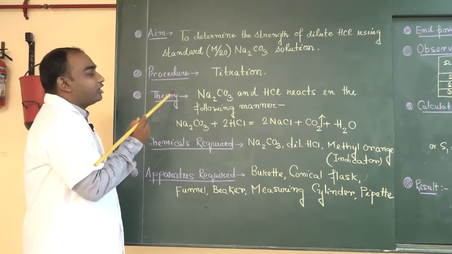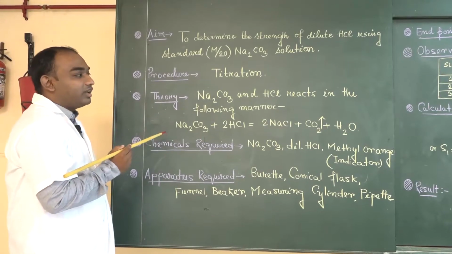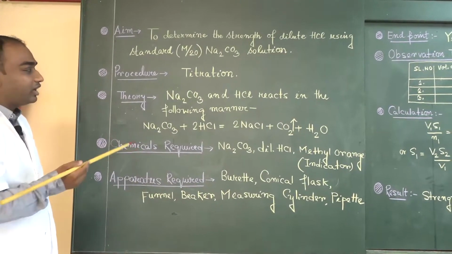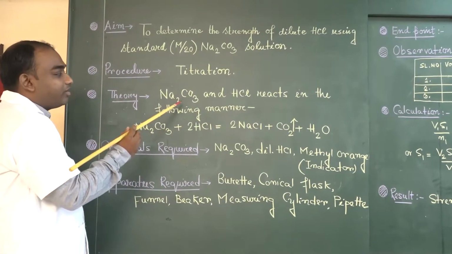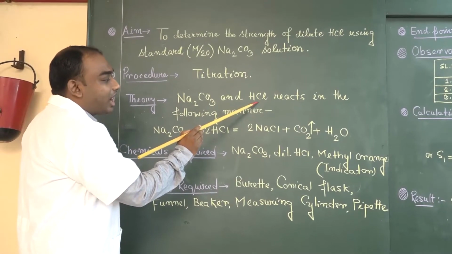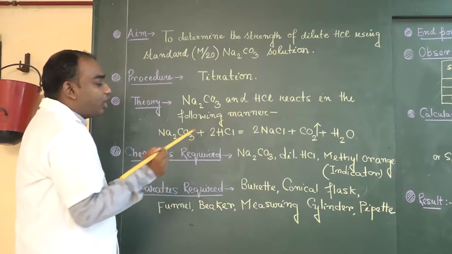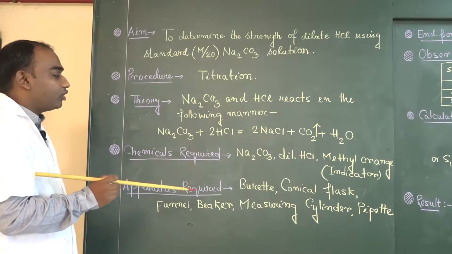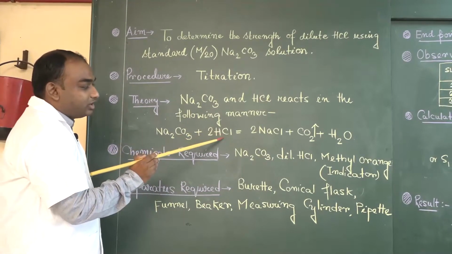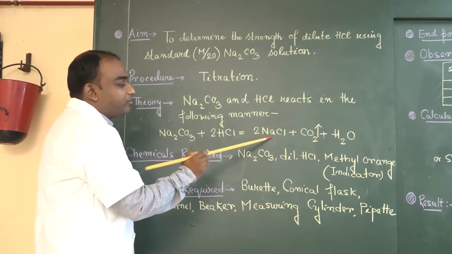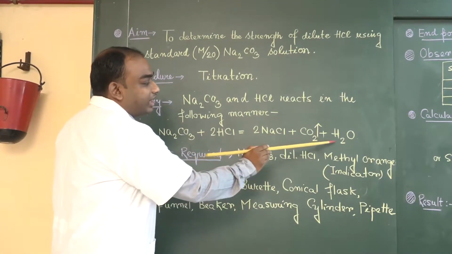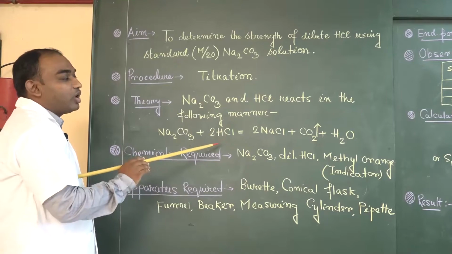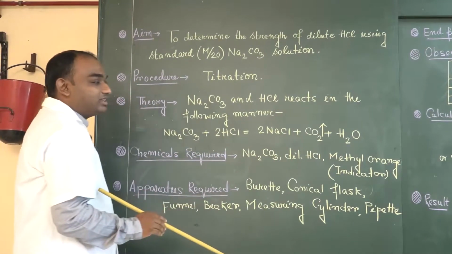Okay, now for every experiment this theory part is very important, that is, what is the mechanism going on behind this experiment. So we can find that sodium carbonate reacts with hydrochloric acid, and this reaction will be according to this format, which is already written on the board. Sodium carbonate reacts with hydrochloric acid, it will form sodium chloride, carbon dioxide and water. The upward arrow is due to the liberation of gas, because we all know that carbon dioxide is a gas.